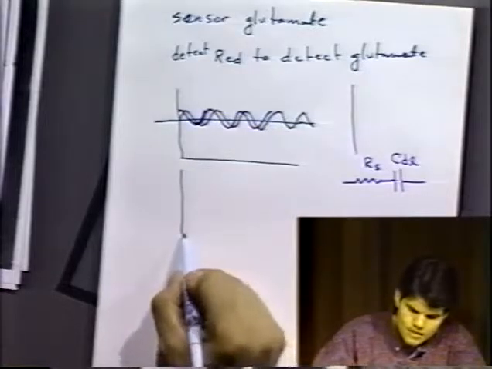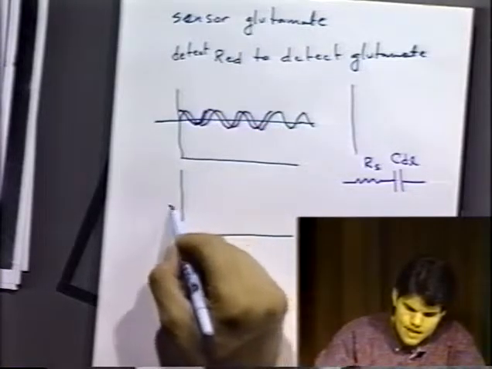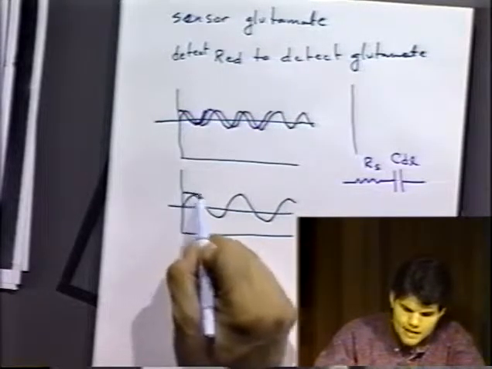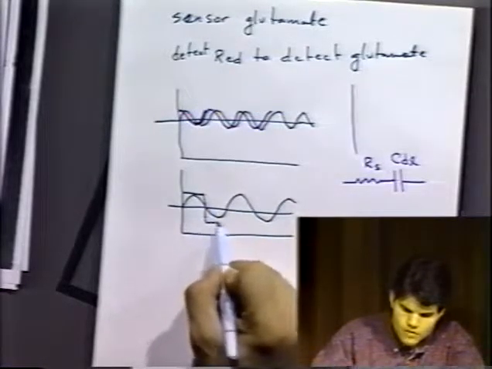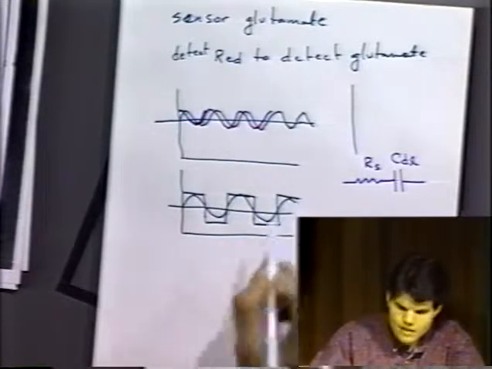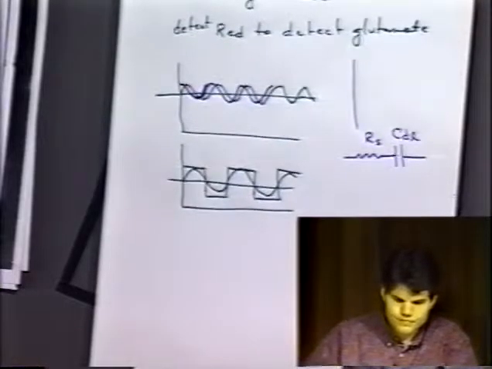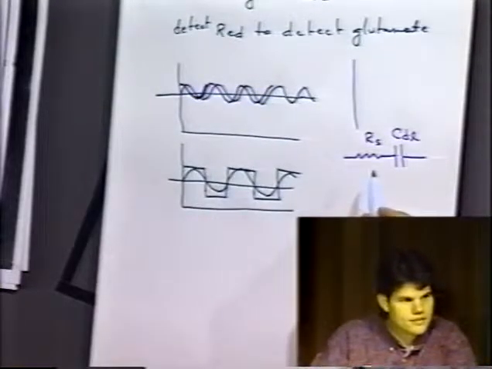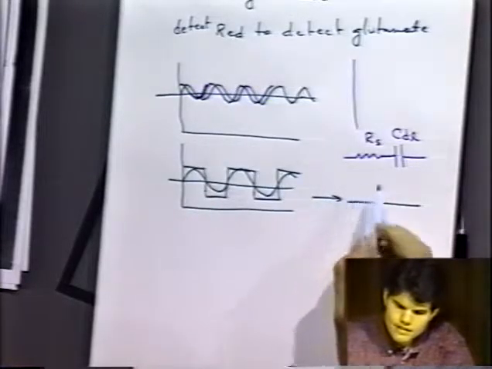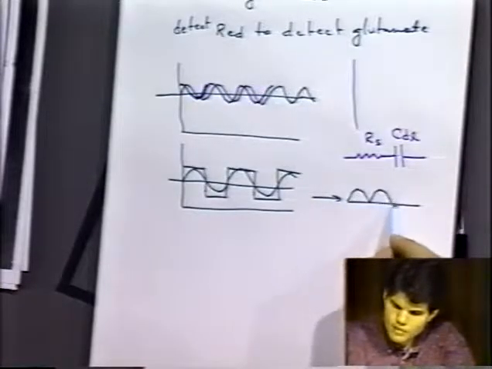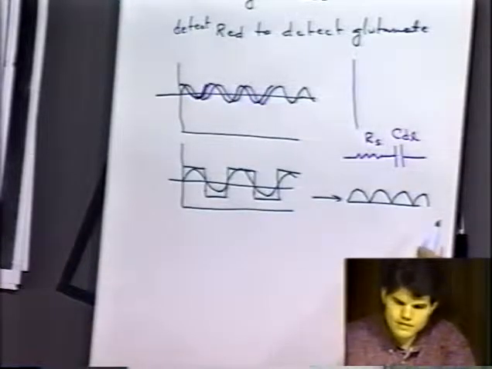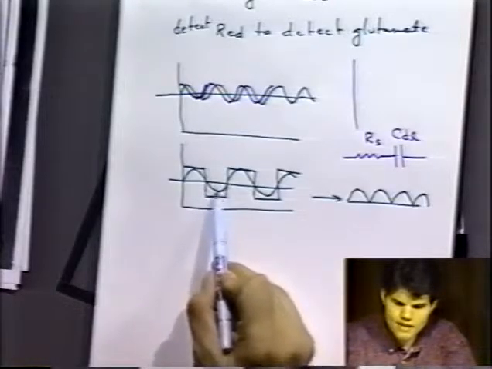I'm going to take that signal, and it's a little tricky, but you can say, I can take that signal and multiply it by a square wave. If the signal is exactly in phase with the square wave, like so, what am I going to get out? I'm going to get out a rectified signal, which means that all the signal will be positive, like so. Because this is negative, that's negative, so it's positive.